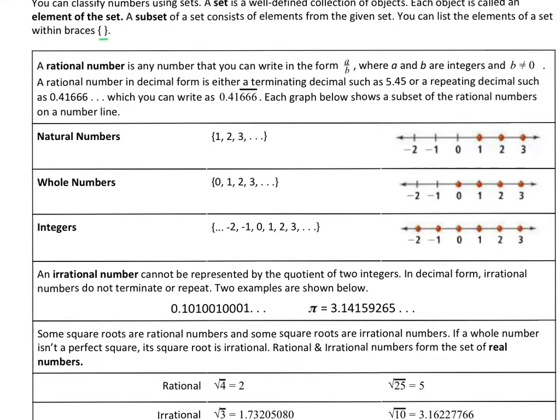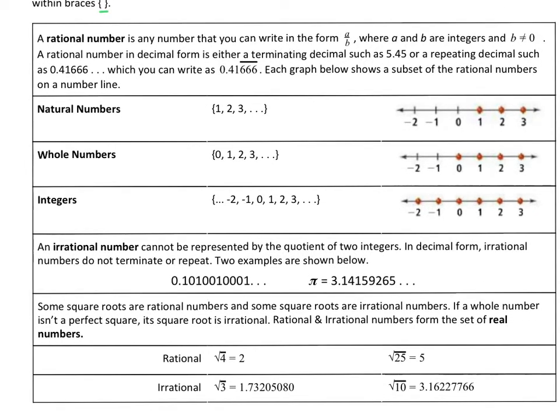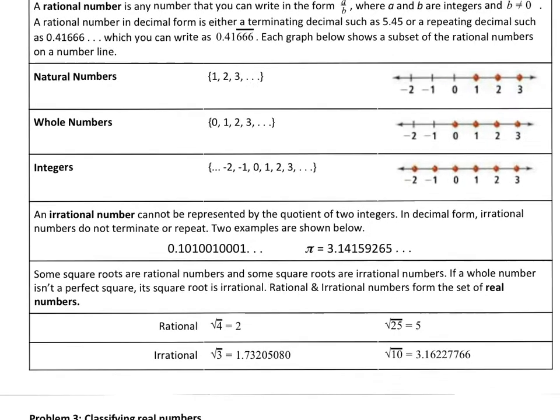So a few definitions. First one's a rational number. A rational number is any number we can write as a fraction in that form a over b, where a and b are integers and b is not 0. Okay? A rational number in decimal form either terminates, meaning it ends, or it repeats, like 4.1666 going on forever, or 0.3333, that's 1/3. So each group on this little diagram here shows a subset of the rational numbers.